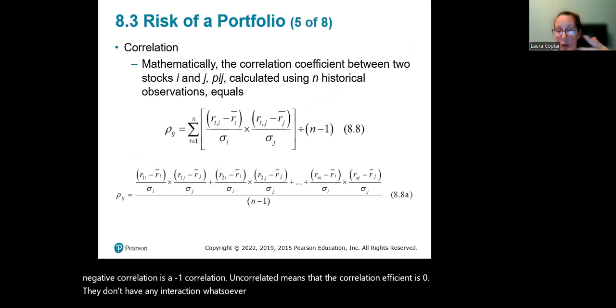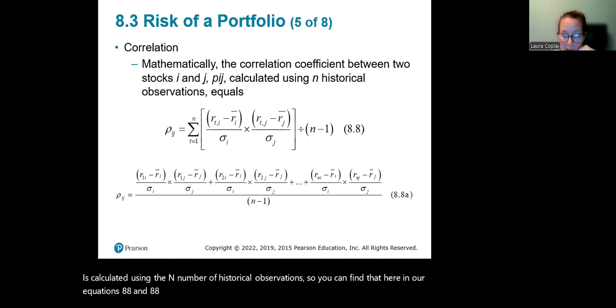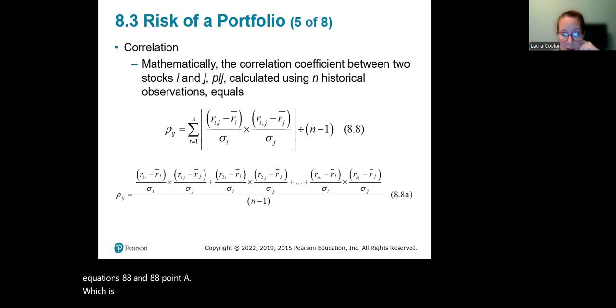Mathematically, the correlation coefficient between two stocks is calculated using the n number of historical observations. You can find that in our equations 8.8 and 8.8a, which is just the sum of all of those.